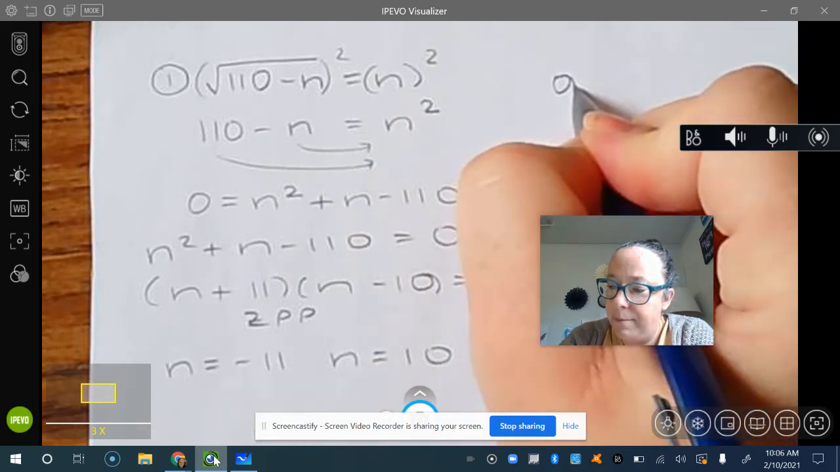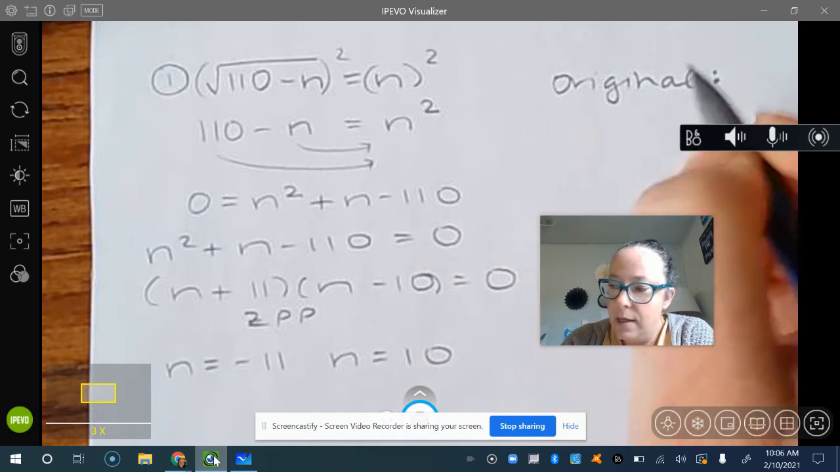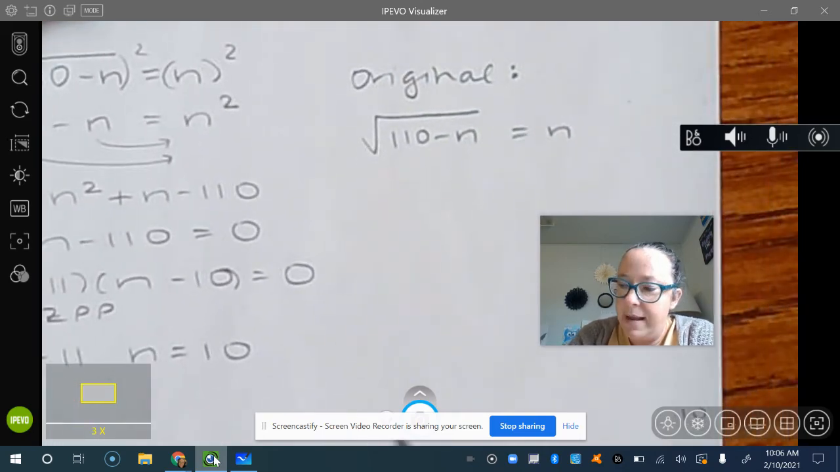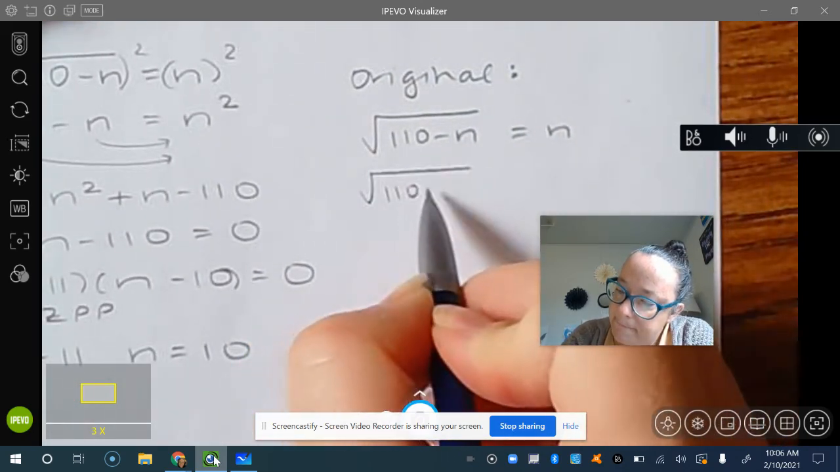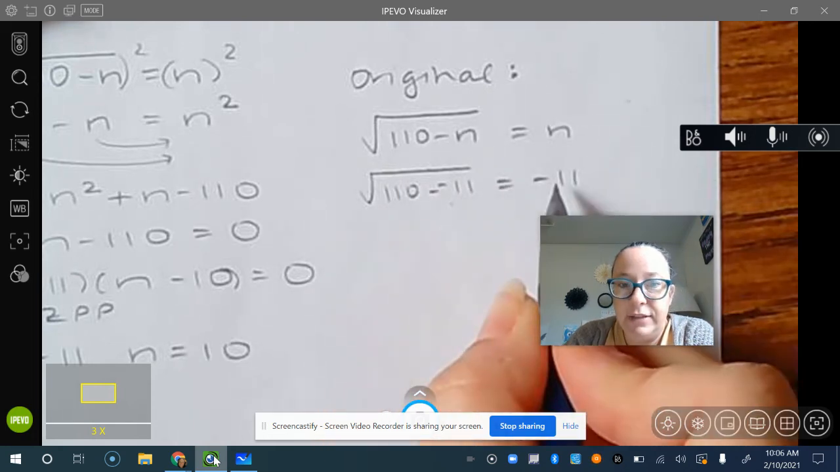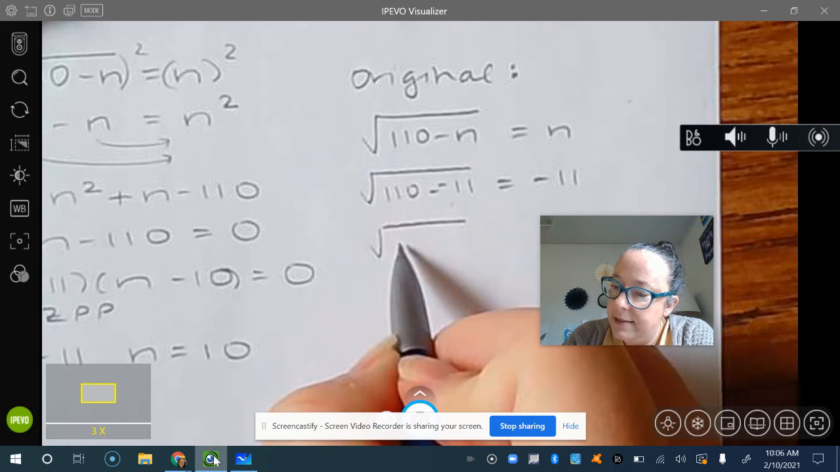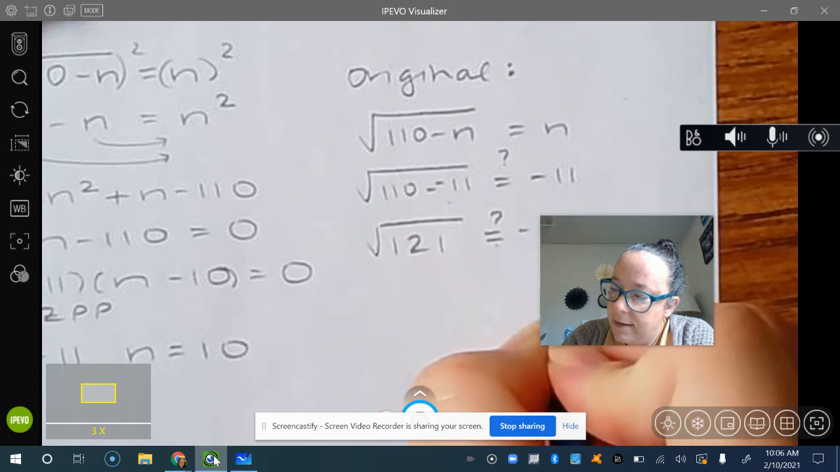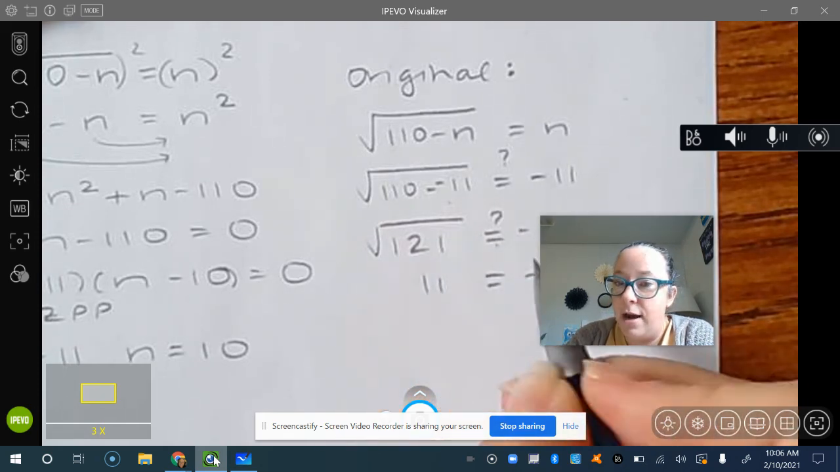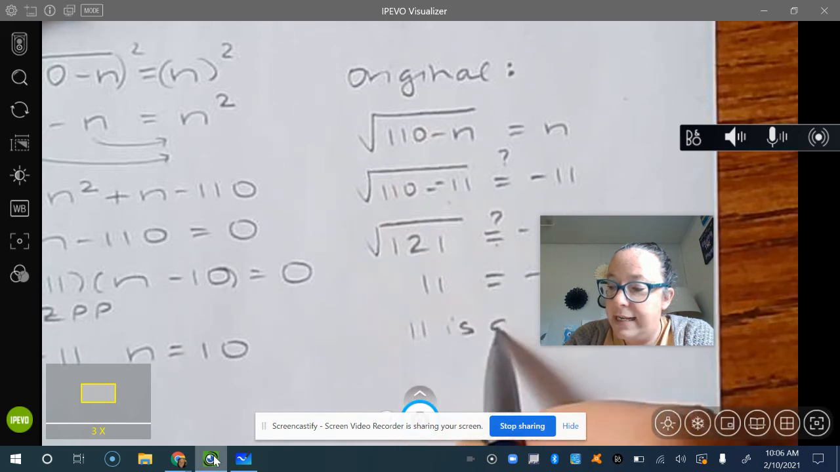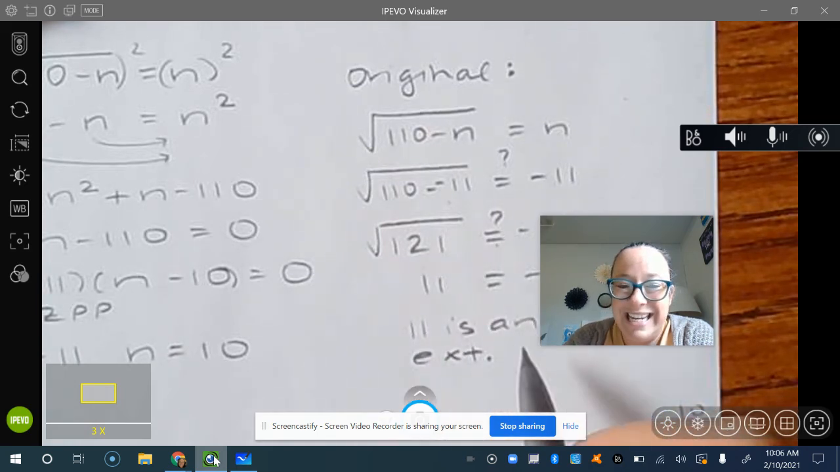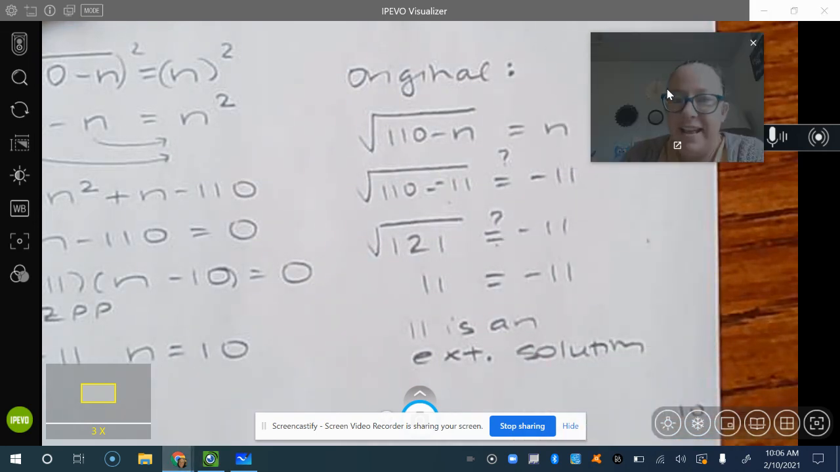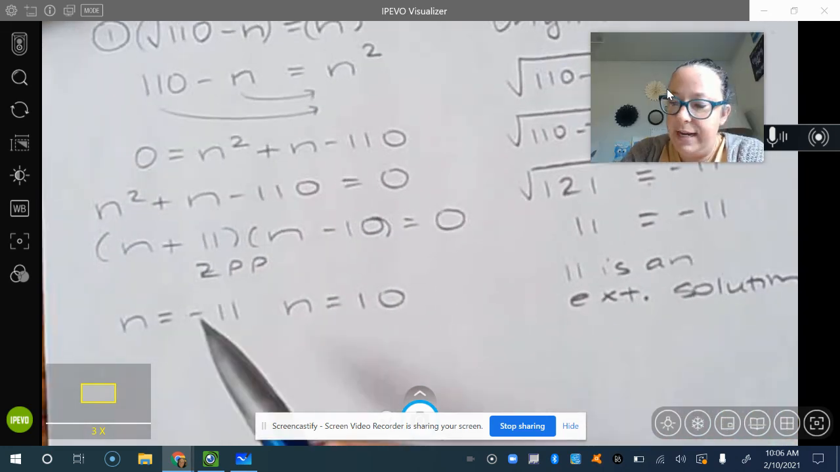So my original problem was the square root of 110 minus n equals n. So now I'm going to check my -11, because I have to plug -11 back into both of the n's. This gives me the square root of 121, because that turns into a plus. I'm trying to see if this works. That's 11 equals -11. That is not true. So the -11 is an extraneous solution. It does not count. I'm going to use EXT. So that -11 is an extraneous solution.